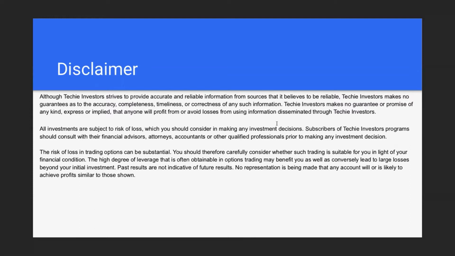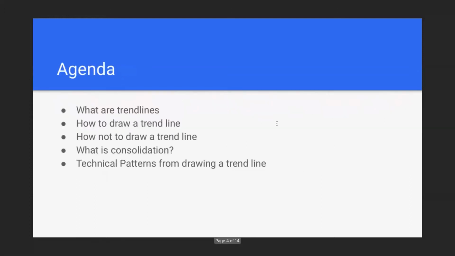Okay. So having taken care of the disclaimer, let's talk about the agenda today. The agenda is, number one, what are trend lines, why they're called trend lines. The second one is how to draw a trend line. And the third is how not to draw a trend line. There are certain things that you need to not do when you draw a trend line.